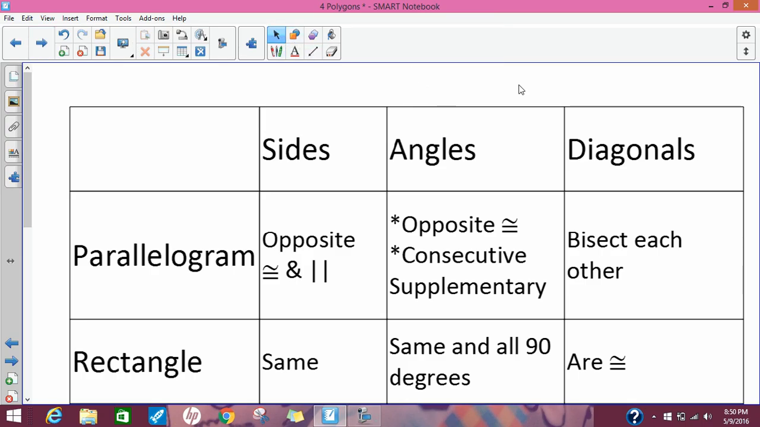So I think this is probably the most important page, sort of a quick summary of all of the properties of the quadrilaterals that we talked about this year. So I've listed them by sides, angles, and diagonals. Parallelograms have opposite sides that are congruent and parallel. So remember that this symbol means congruent or equal, and the 2 lines right here mean parallel. The opposite angles are congruent, and then the angles that are consecutive are supplementary. They add to 180, and the diagonals bisect each other.